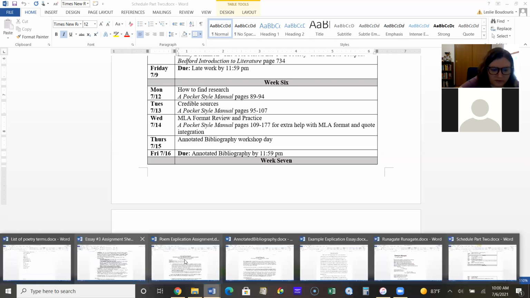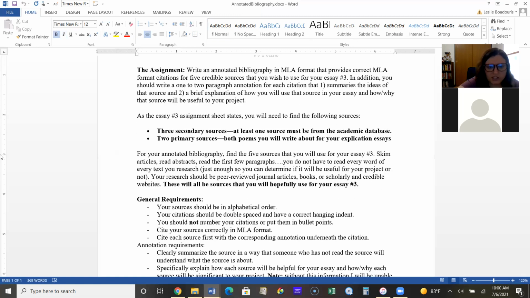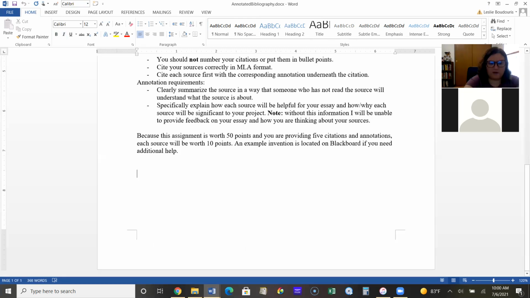And so the annotated bibliography itself, you will find the 5 sources that you're going to use for your paper. So the 2 poems and the 3 outside sources, the secondary sources. You should write a 1 to 2 paragraph annotation about each source, in addition to citing the source as a Works Cited MLA citation. The way this would work is you would have citation, annotation, citation, annotation, and so on and so forth.